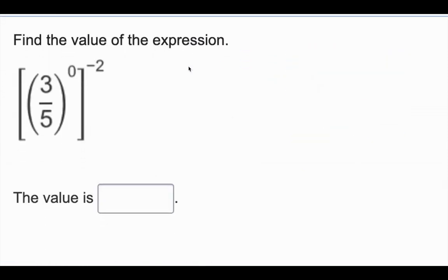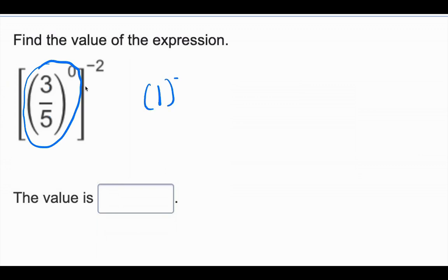All right, finally, this one. Find the value of the expression. We work from the inside out. So let's take this first: 3/5 to the 0 power. Let's do that part first. What is any base raised to the 0 power, other than 0? That is equal to 1.